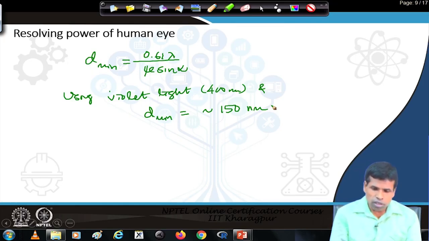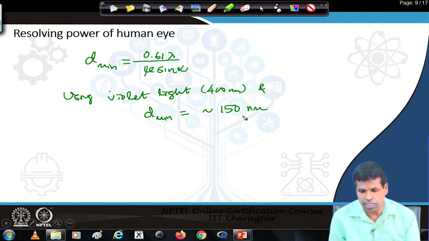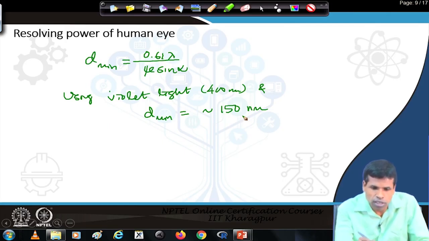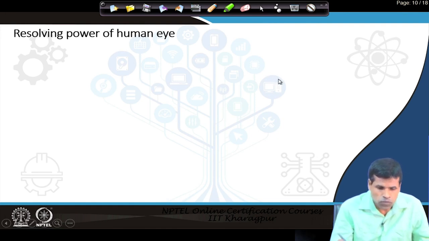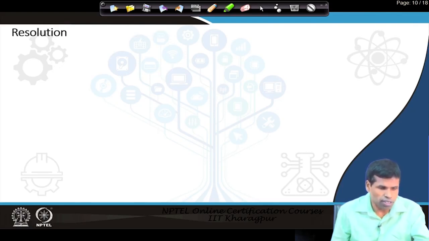However, we cannot see any object smaller than this size using visible light. So, for that we need electromagnetic radiation or particles which travel at a much faster rate with a smaller wavelength. Let us talk a little more about the resolution. Okay, let us talk about resolution.